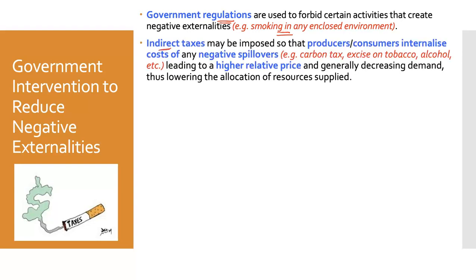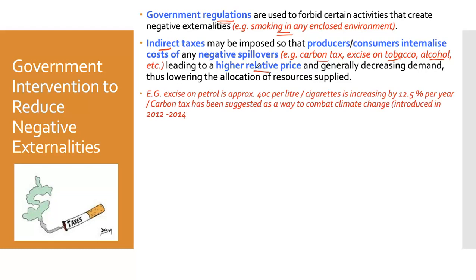They might do indirect taxation, so we might tax the producers or consumers of these goods or services. So there are high taxes on tobacco or alcohol. There previously was a carbon tax on pollution. And this leads to higher prices and decreased demand. So for example, the excise on petrol is approximately 40 cents per litre. We know that the use of petrol and cars harms the environment. So to reduce it, we have put a tax on it. Cigarettes have negative externalities, so their price is increasing by 12% per year.